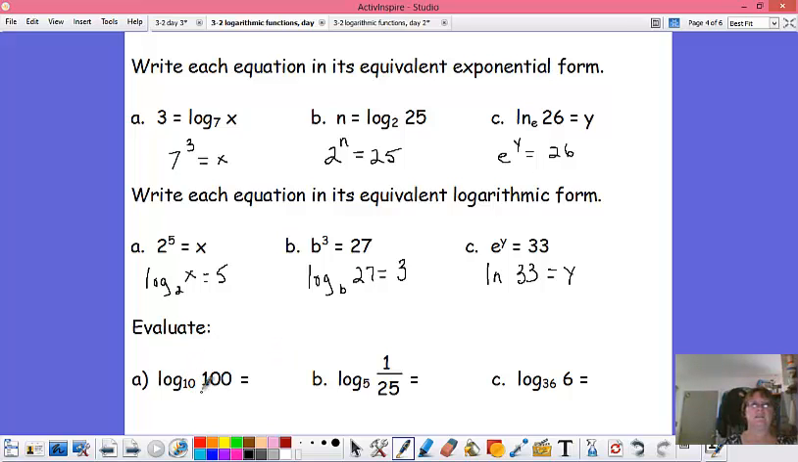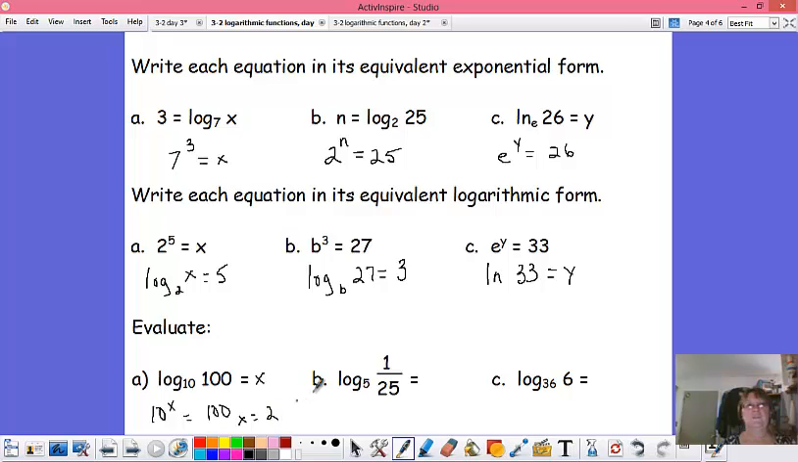Let's see if we can evaluate these logarithms, and I'll show you the way I think of this. Not everyone does it the same way. I like to put a variable in here, because then I can apply what I did up here. 10 to the xth power equals 100. Well, what power do you raise 10 to get 100?